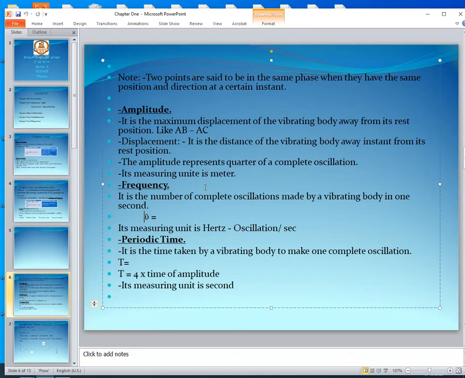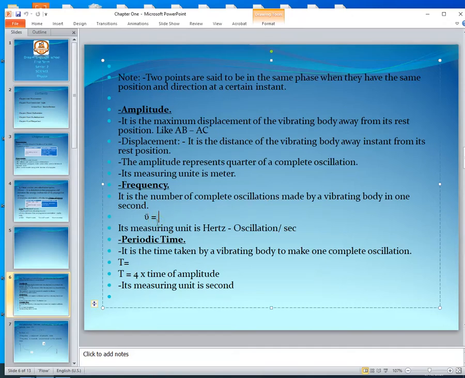If you are trying to move your upper body from forward to backward while sitting on the chair, the number of movements forward and backward related to time is called frequency. So nu equals n over t. N is the number of complete oscillations over t, the time of the oscillation. So nu equals n over t, and it can be defined as the number of complete oscillations made by a vibrating body in 1 second.